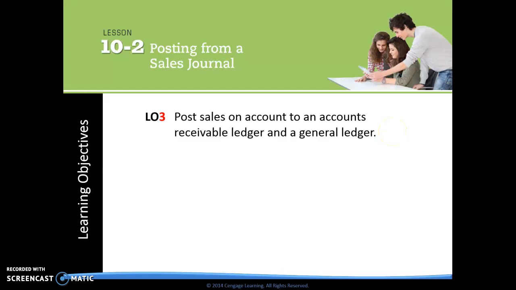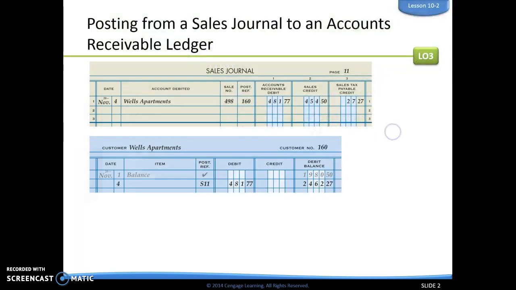10.2 is posting from a sales journal. We have one objective. You need to be able to post sales on account to an accounts receivable ledger and a general ledger. So we've done posting before. Now we're just learning how to post specifically from our sales journal. So first we're looking at posting from our sales journal to our accounts receivable ledger.